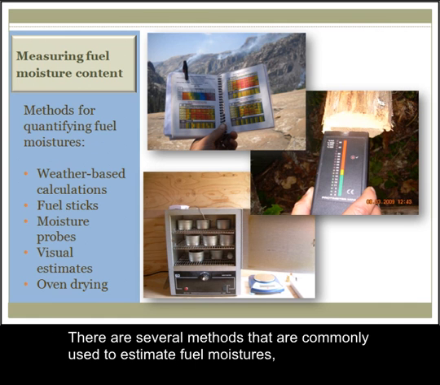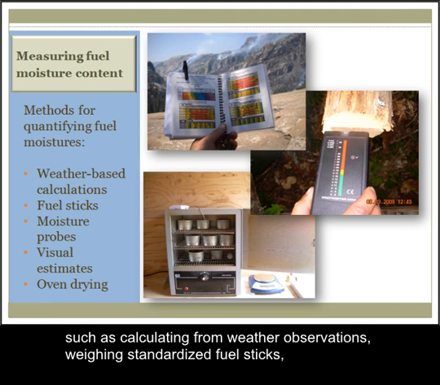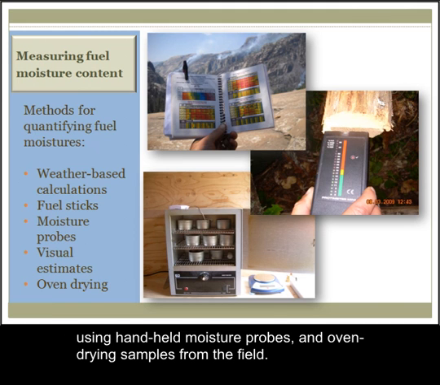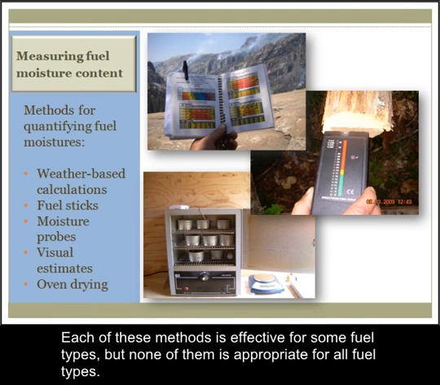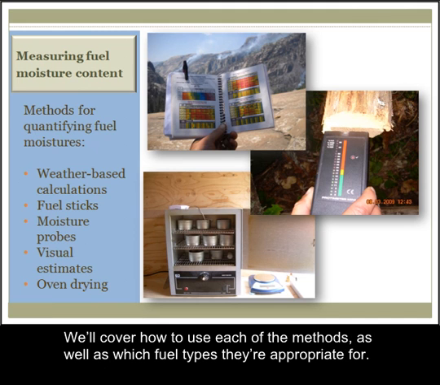There are several methods that are commonly used to estimate fuel moistures, such as calculating from weather observations, weighing standardized fuel sticks, using handheld moisture probes, or oven drying samples from the field. Each of these methods is effective for some fuel types, but none of them is appropriate for all fuel types. We'll cover how to use each of the methods, as well as which fuel types they're appropriate for.